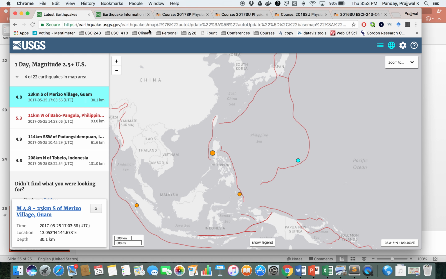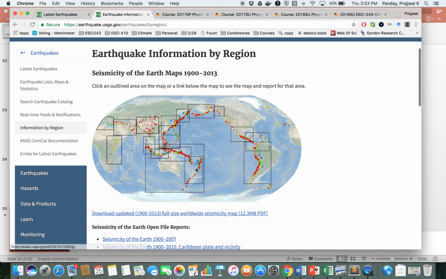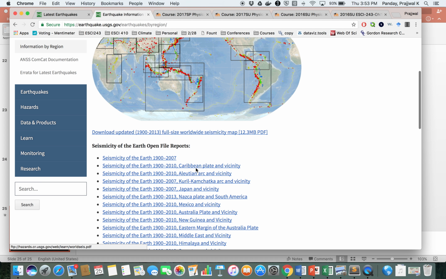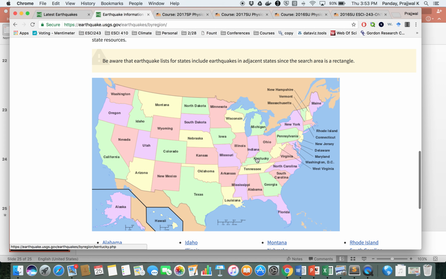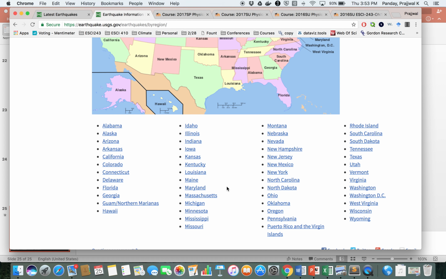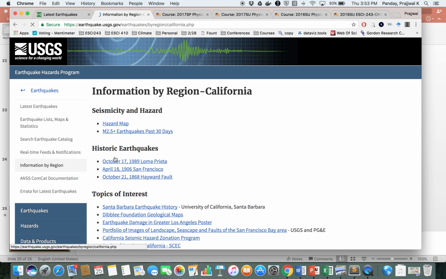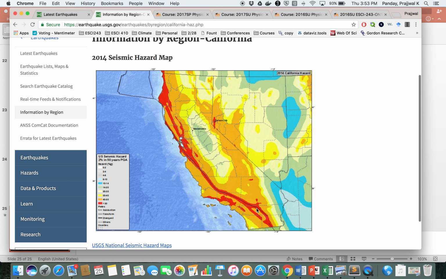Just before I end, this is part of one of your assignments here. This is the earthquake regions map, and as you can see, it's also given by state. So I can choose California here. If I look at the hazard map for California, as you can see, this is showing the seismic hazard. The dark red regions are seismically hazardous, given the presence of the San Andreas fault and also the terrain of this region.